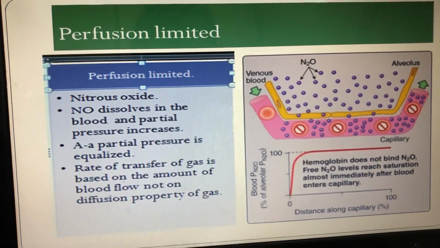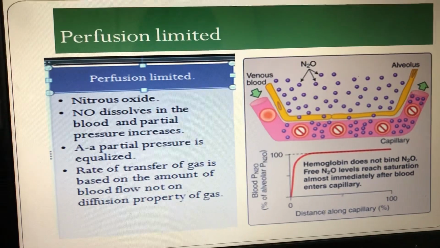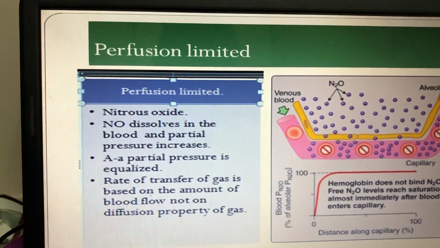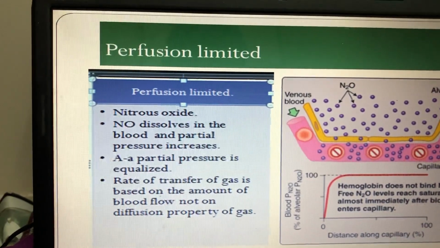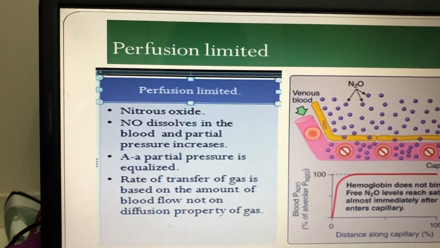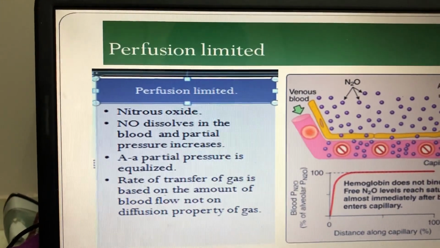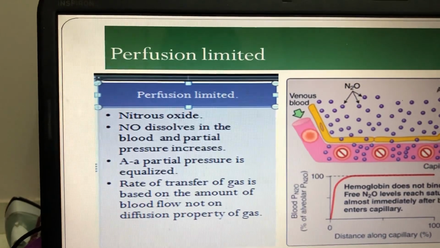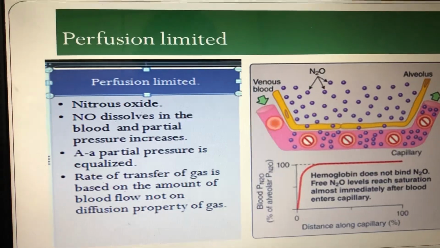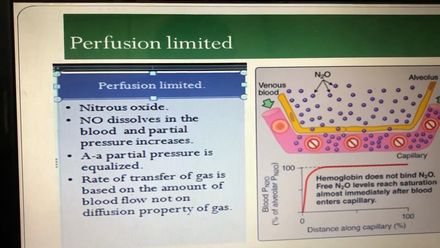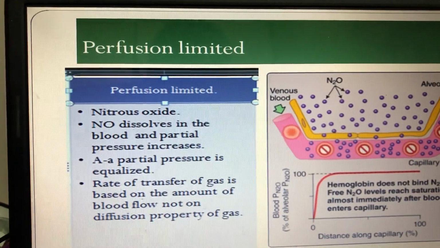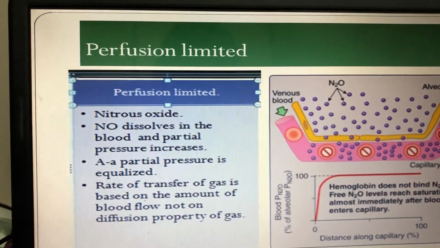In case of diffusion limited, you have an adequate room for 10 sheep, but the door is not proper. The door can accommodate only one sheep. So that is the case of diffusion limited. In diffusion limited, there is a pathology in the respiratory membrane, whereas in perfusion limited, there is no adequate accommodation. If the accommodation is large, you can accommodate more sheep or goats. The same thing is here.